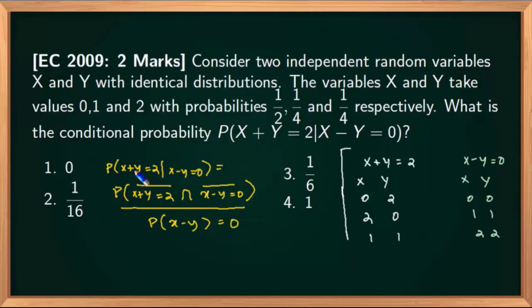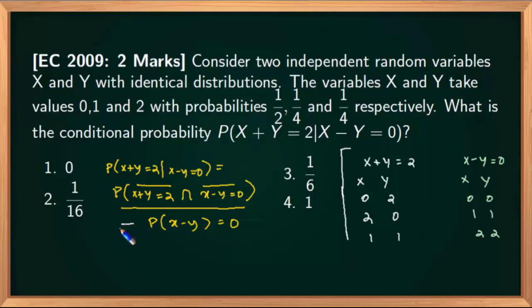So we know how to write a conditional probability based on intersection. P of x plus y equal to 2, given that x minus y is equal to 0, is nothing but P of this intersection, which means the simultaneous occurrence of these two events, divided by the probability of the condition which has already occurred. The given condition is x minus y is equal to 0, which means that x and y must be equal. Now you have to find this conditional probability. This is the equation for finding it.